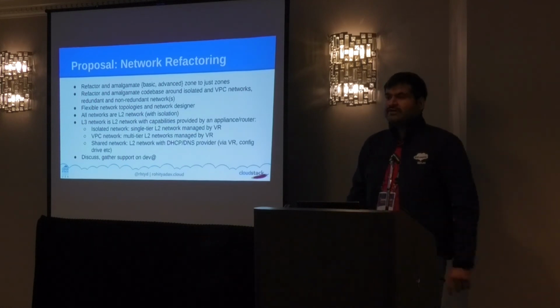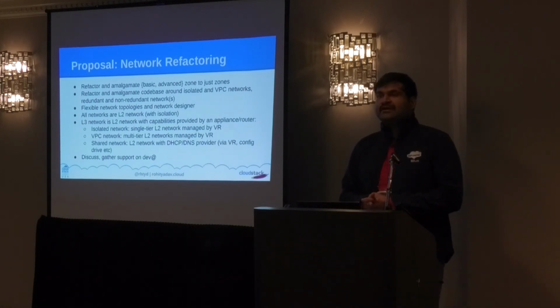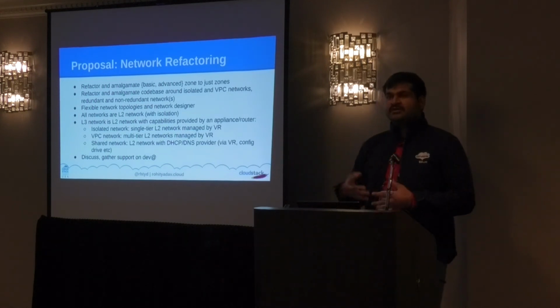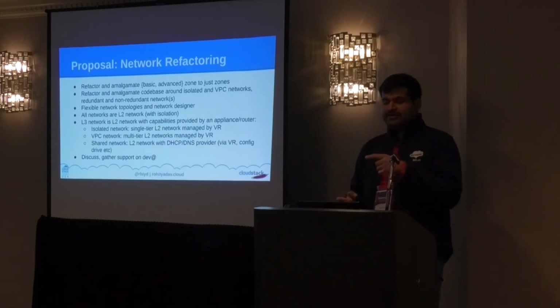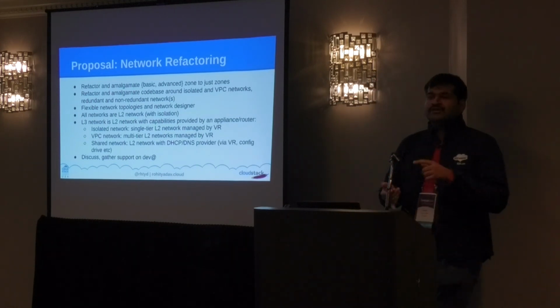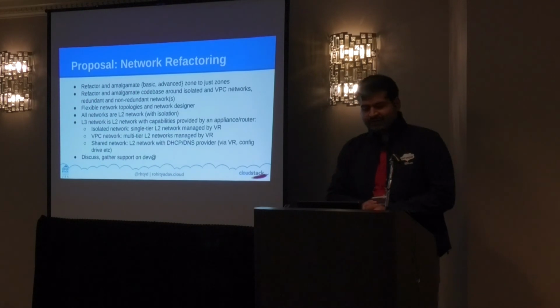So there are 4 different code paths in CloudStack right now to implement a small feature as simple as programming this IP address and DNS record for this guest VM. This is actually implemented by these 4 different tracks, depending on whether the network is isolated, VPC, shared, whether it is redundant or non-redundant.